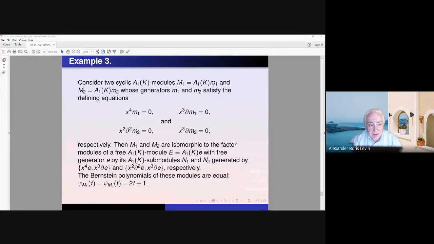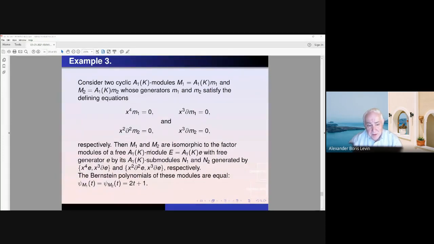Consider two modules. M1 is a cyclic module generated by m1, and M2 is generated by m2, and these are the defining equations. So m1 satisfies these equations, m2 satisfies these equations. You can treat them as factor modules of free modules generated by two elements. In this case, the Bernstein polynomials in both cases are equal, and here it is, 2t plus 1 is the Bernstein polynomial for the first and second module. So therefore, you cannot distinguish them.